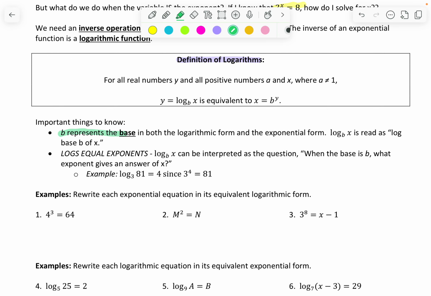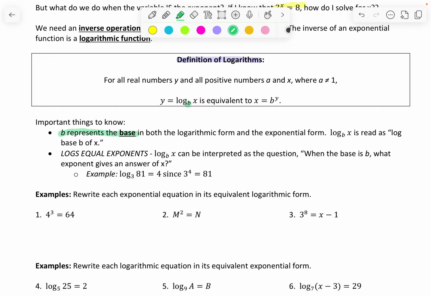B represents the base in both log form and exponential form, okay? Now, when we see that little subscript here with the b, the way you say that out loud is log base b of x. It might be log base 2 of x, log base 9 of x, log base 0.5 of x. So that's the way that you would read that out loud.